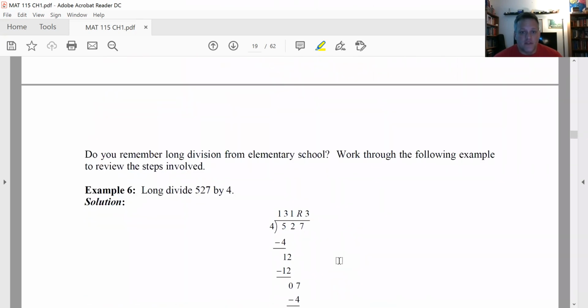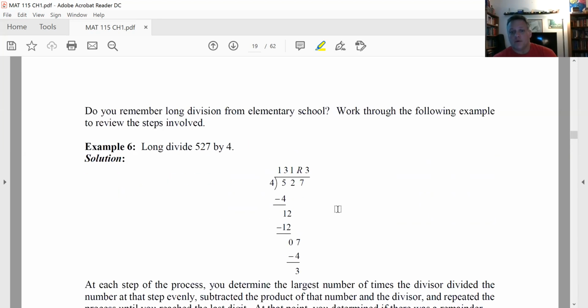Okay, long division. We're not going to really need this very much, but I will go through it just to remind you what's all involved. Let's start with an arithmetic example. What if I wanted to long divide 527 by 4?